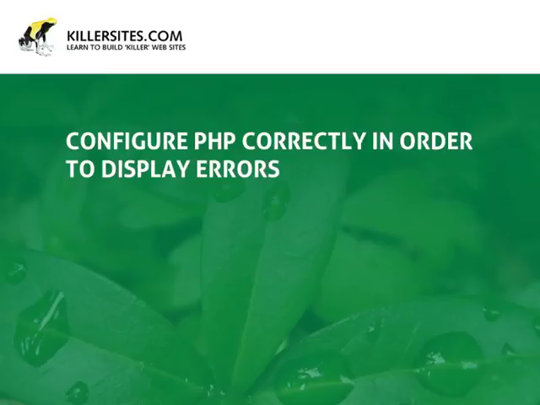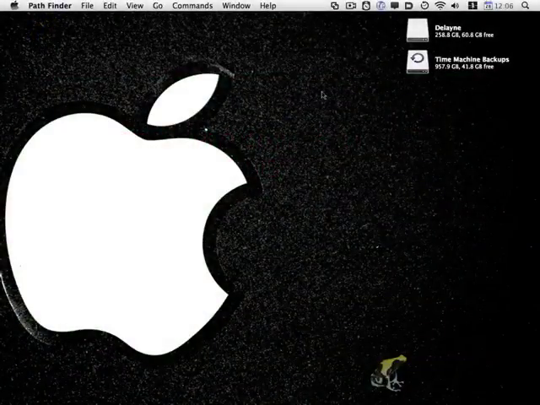Now, how exactly do you turn on error reporting? Well, that's done in one of two ways. First of all, you can adjust your settings in your php.ini file, or you can actually add some code to your website that'll do the same thing. So first of all, I'm going to show you where your php.ini file is located.